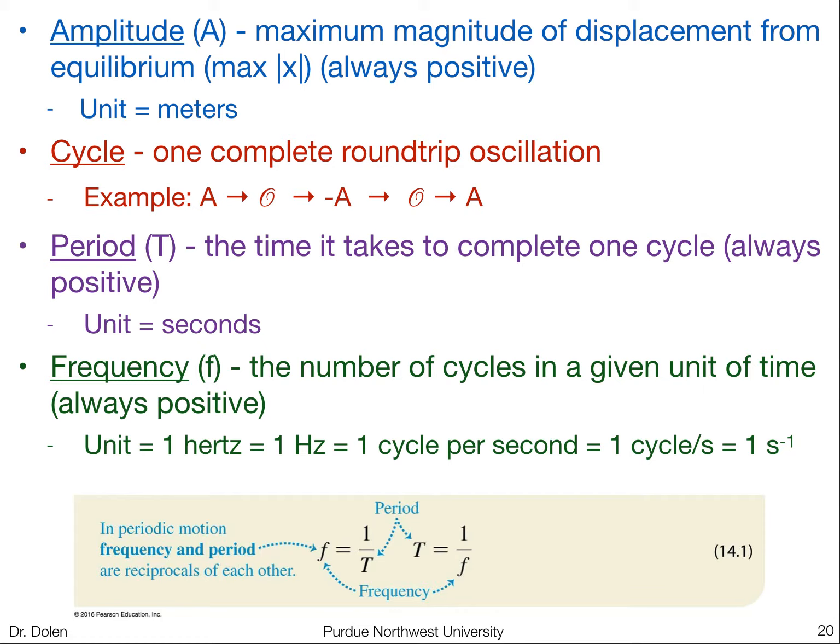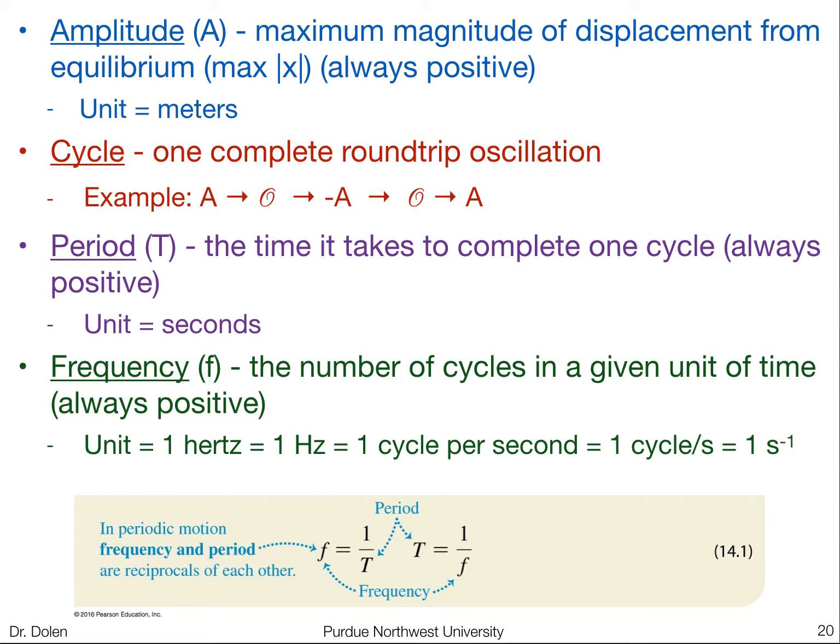The next word we're going to define is the period. The period is the time it takes to complete one cycle. So this is always positive. We're just measuring a time. So it's some number in seconds. We're going to use a capital T for this. Instead of lowercase t, which is time, period is uppercase T, which is one specific time. This is the amount of time it takes to complete one complete round-trip oscillation.